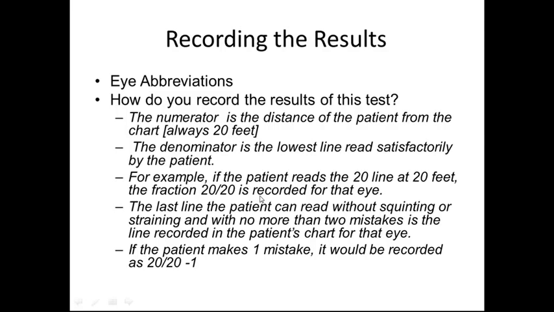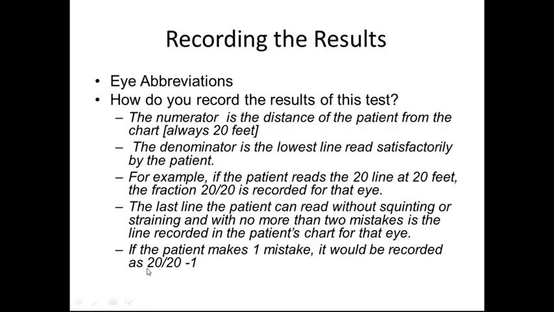For example, if a patient reads the line 20 at 20 feet, the fraction would be 20/20 and is recorded for that eye. The last line the patient can read without squinting or straining and with no more than 2 mistakes is the line recorded in the patient's chart for that eye. If the patient makes 1 mistake, it would be recorded as 20/20 minus 1.